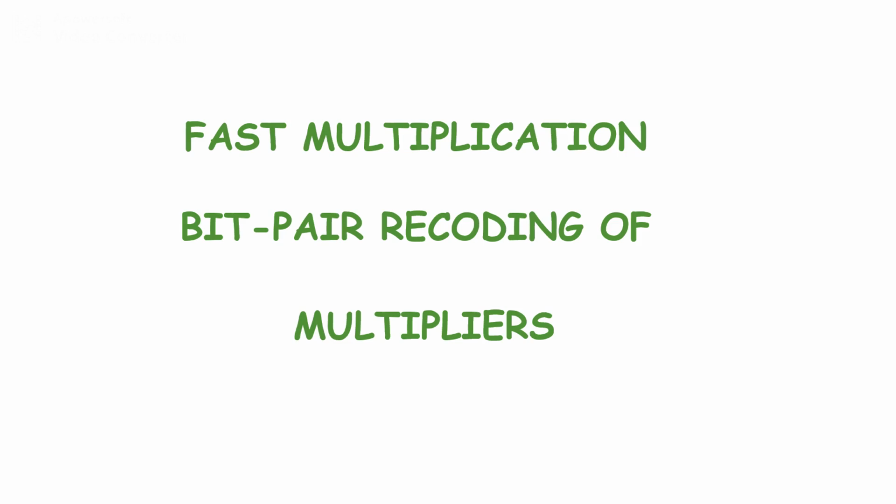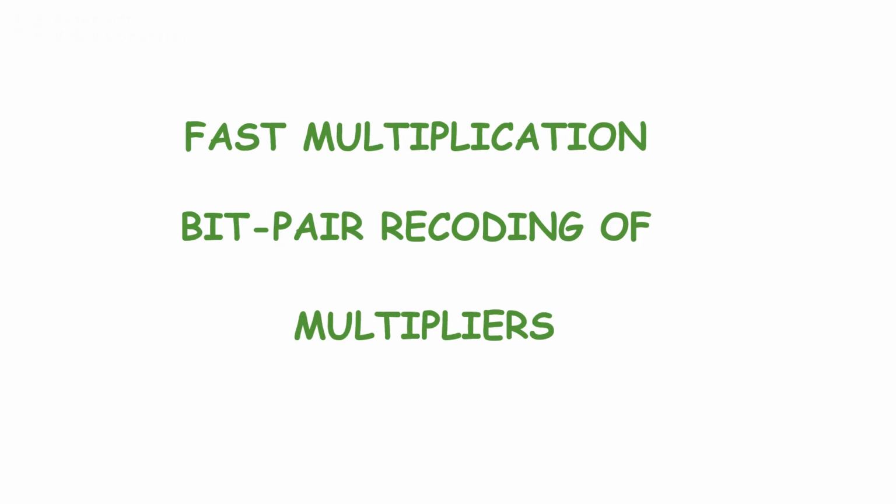We know that the maximum number of versions of the multiplicand that must be added will not exceed n by 2 for n bit operands. This is used in bit pair recoding to reduce the number of additions. Bit pair recoding is an example of high radix multiplication that handles more than one bit of the multiplier in each cycle. A higher radix representation leads to a lesser number of digits, and multiplication requires a lesser number of cycles.